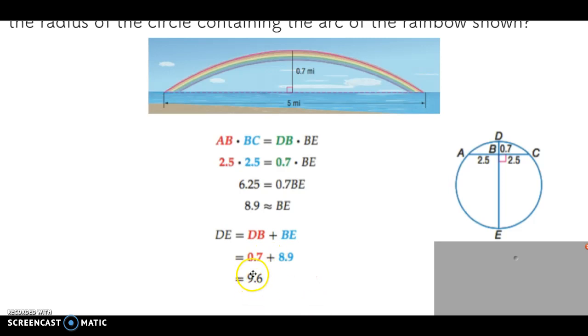Well, 9.6 is the diameter, right? So what is my radius? It's going to be that divided by 2. Make sense? So 9.6 divided by 2 is going to be equal to 4.8.